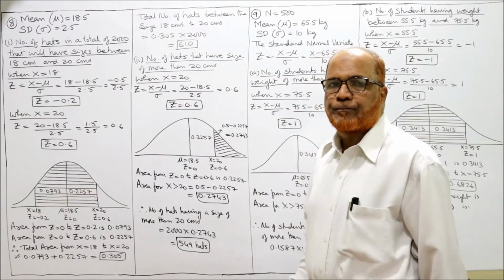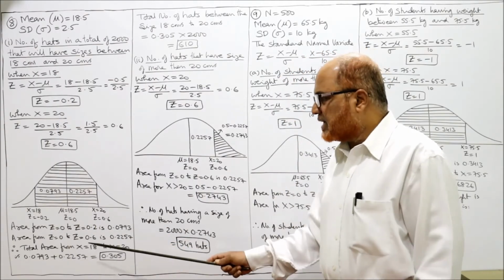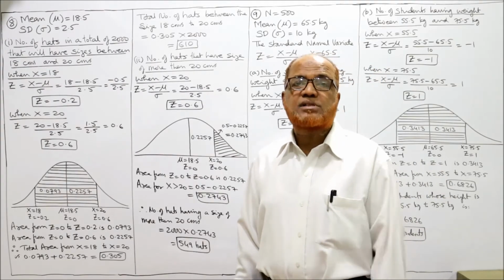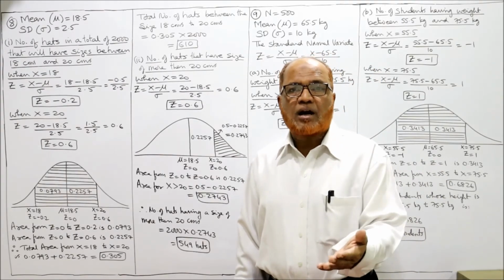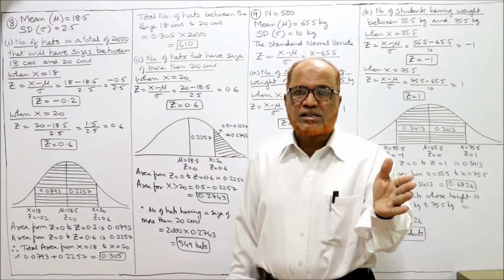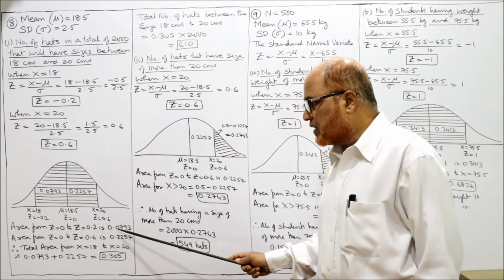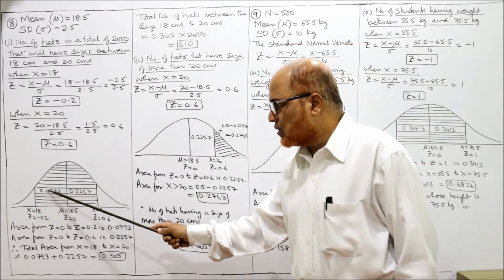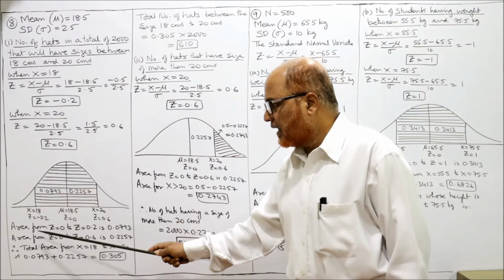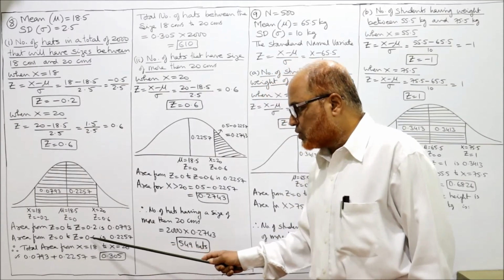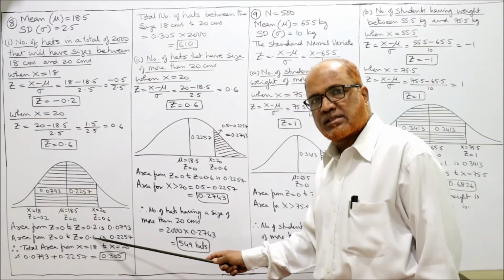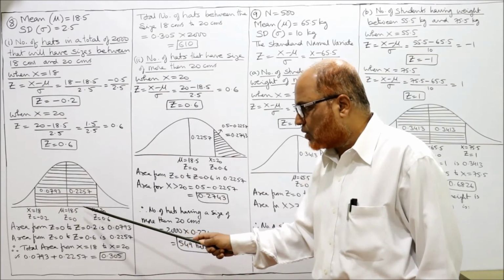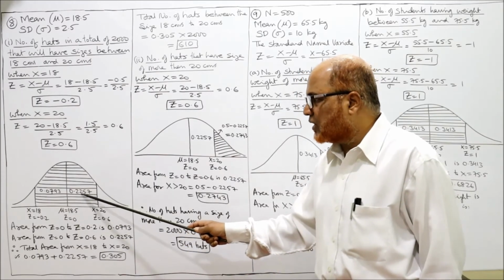If you refer to the area table, from z is equal to 0 to z is equal to 0.2, or else it is given in the problem itself. The problem itself gives z is equal to 0 to z is equal to 0.2. The value is 0.0793. So the area from here to here is 0.0793. Similarly, area from z is equal to 0 to z is equal to 0.6 is 0.2257. So this area from z is equal to 0 to z is equal to 0.6 is 0.2257.